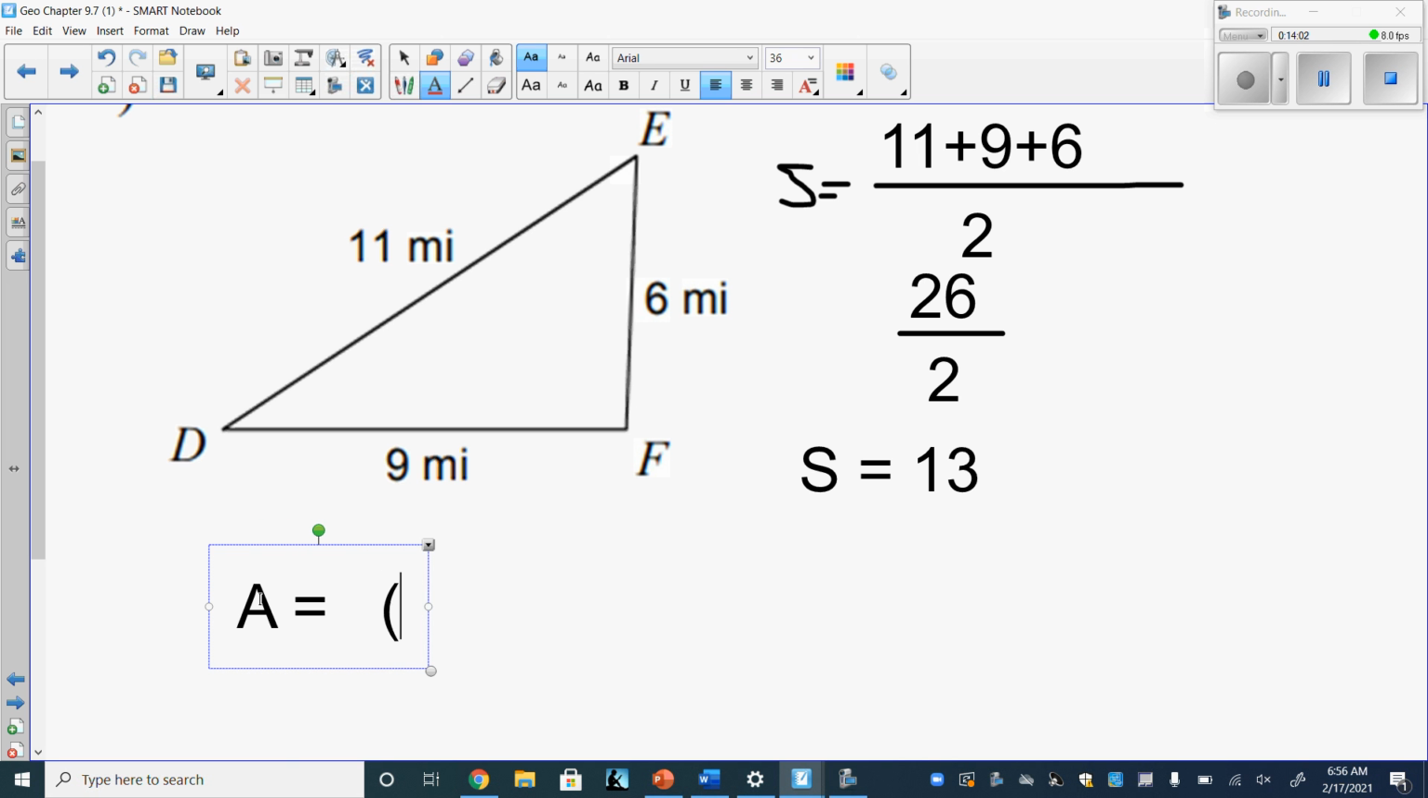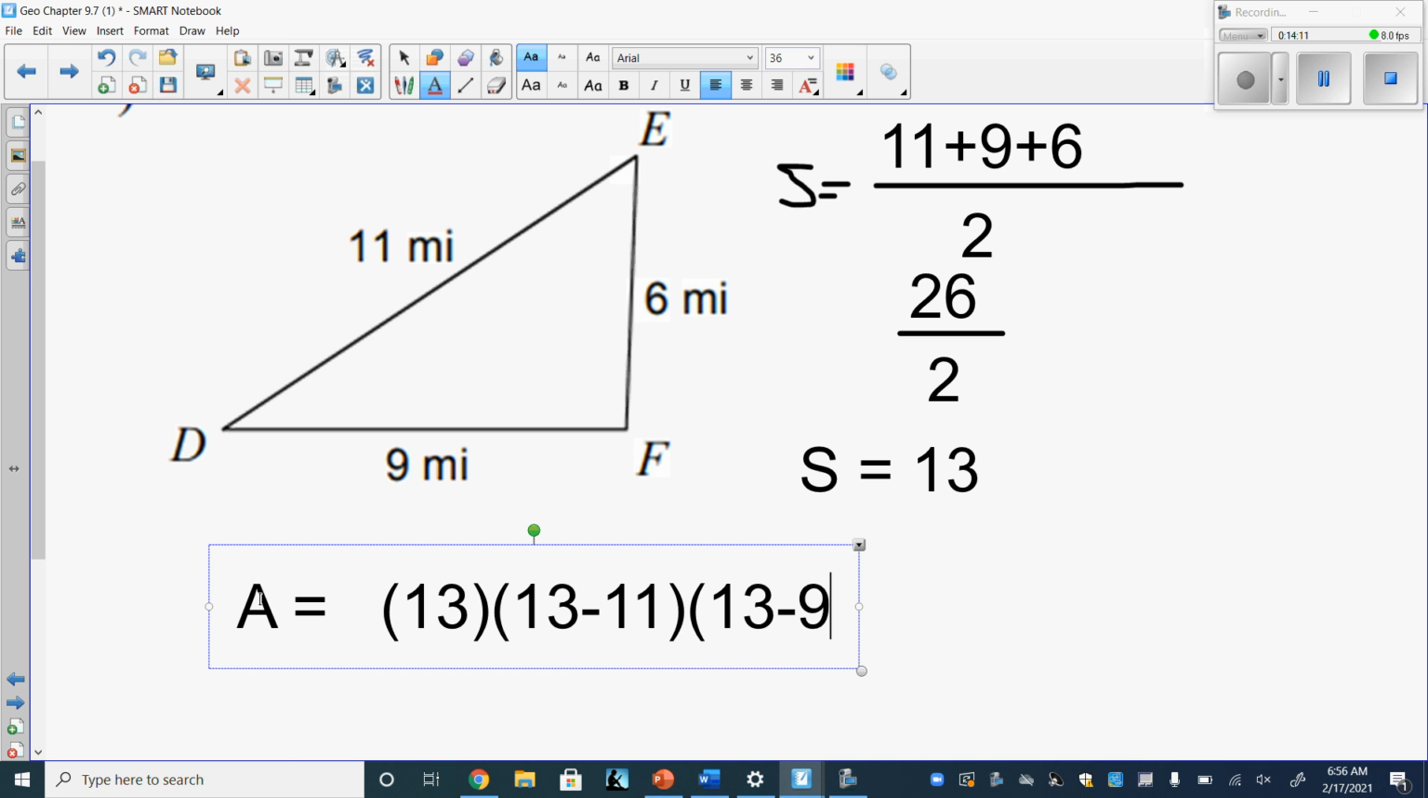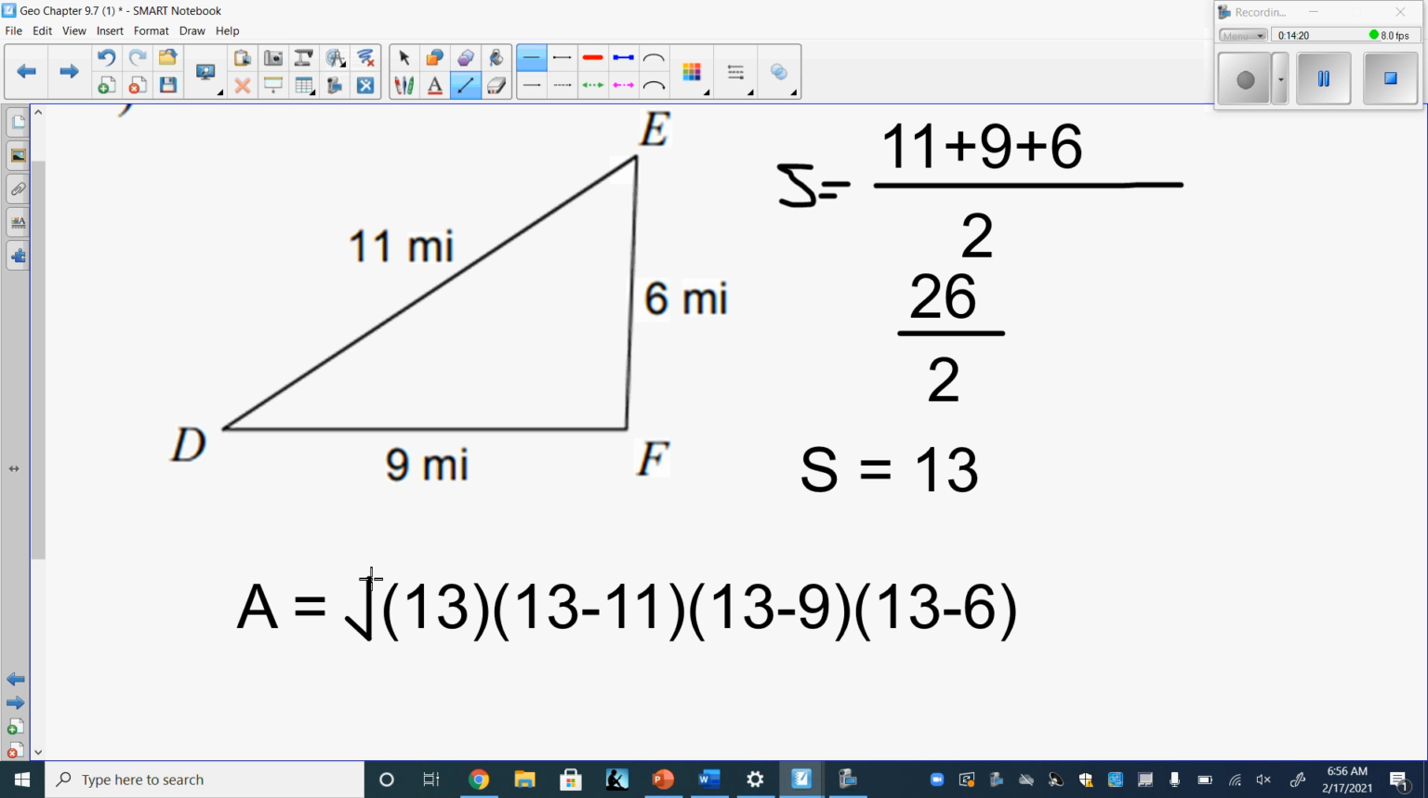Now our area is going to be taking 13, multiplying it by 13 minus 11 times 13 minus 9 times 13 minus 6. So we multiply S by S minus each one of the sides and multiply all those together. So we're just plugging in each time for S, A, B, and C, where A, B, and C are each of the side lengths. And we get this here.